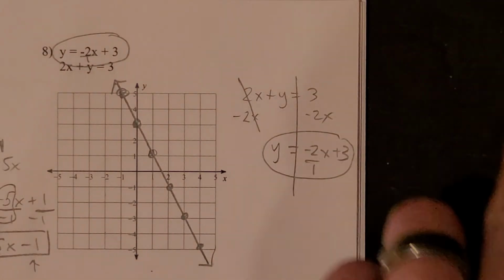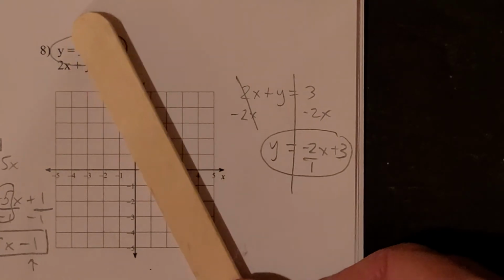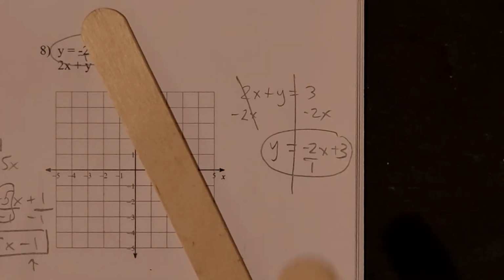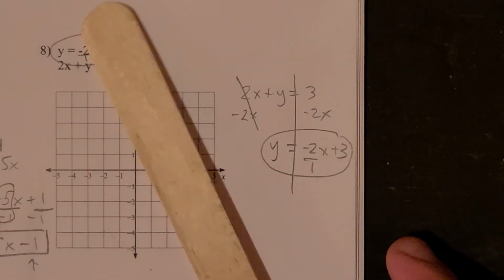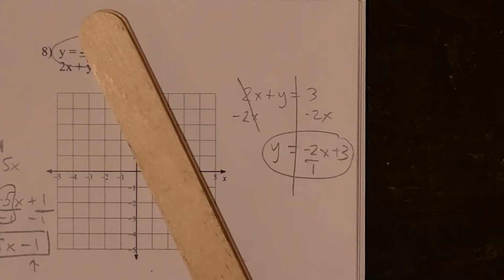Let me use my popsicle sticks as a demonstration. I graph the first line. Then I take a second line and I graph it, and it lies right on top of the first line. So let me ask a weird question. Where do they touch?